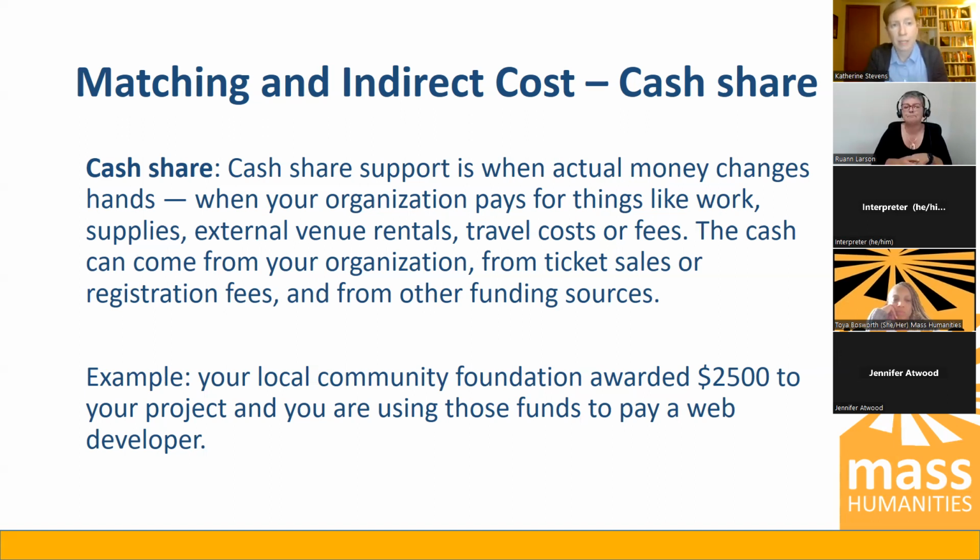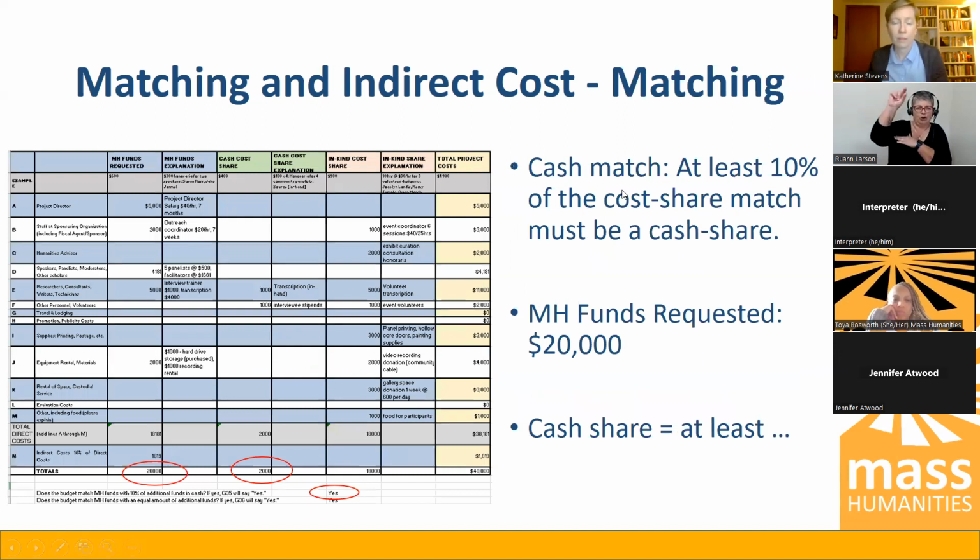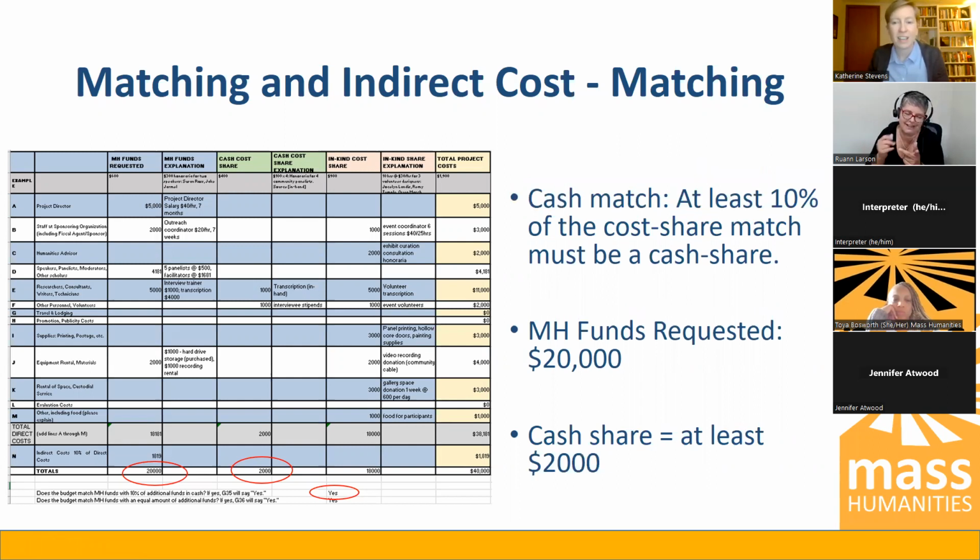Here's an example of a common cash cost share source. If your local community foundation awards $2,500 to your project, and you are using those funds to pay a web developer, that is cash cost share, and you would be entering that in the columns marked at the top in green on the sheet. So that cash match, that cash cost share, needs to be at least 10% of your Mass Humanities request. So if you request $20,000 of Mass Humanities, then your cash share would need to be at least, and everyone can do a little mental math here, and if you feel brave, feel free to enter it in the chat. Cash needs to be at least $2,000, right?